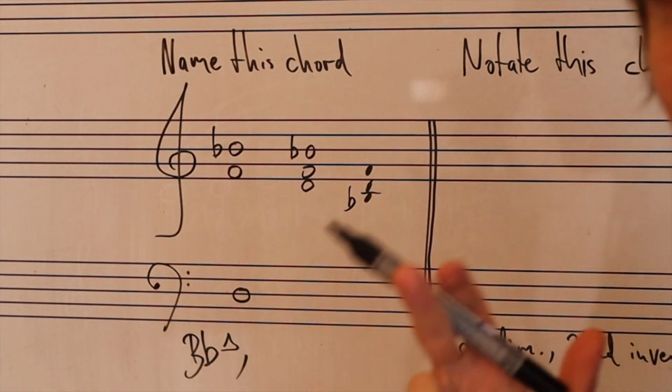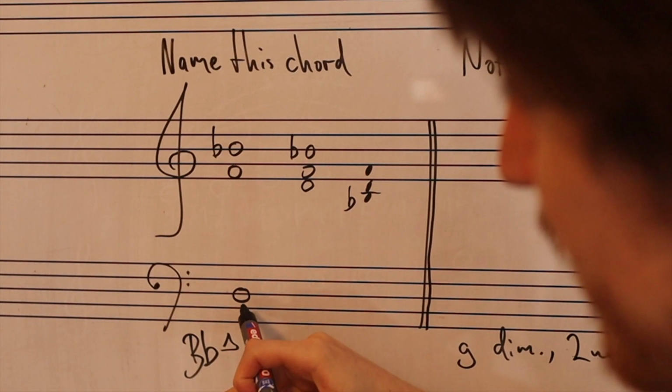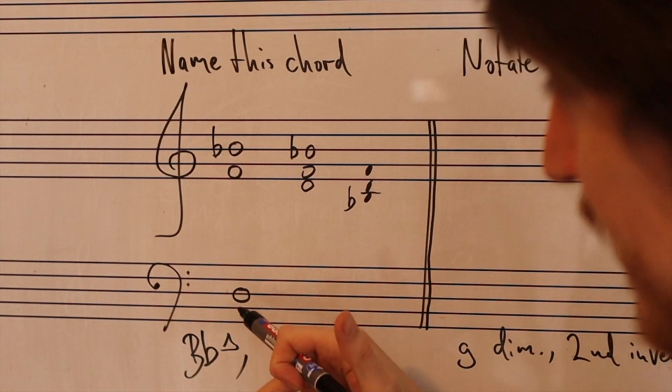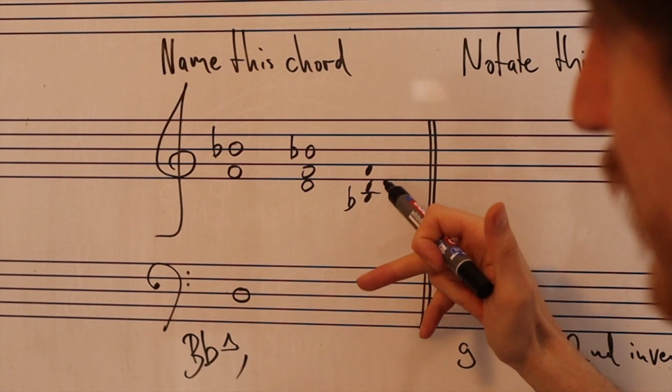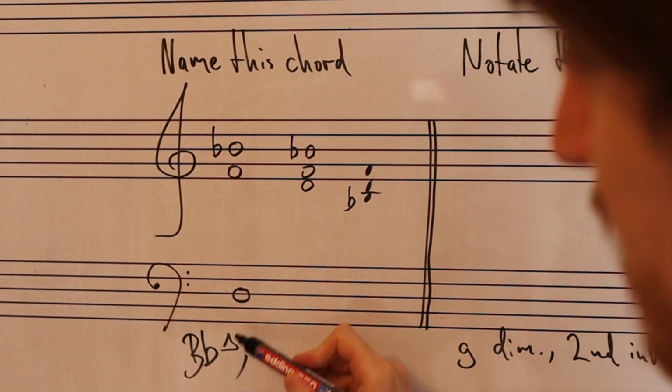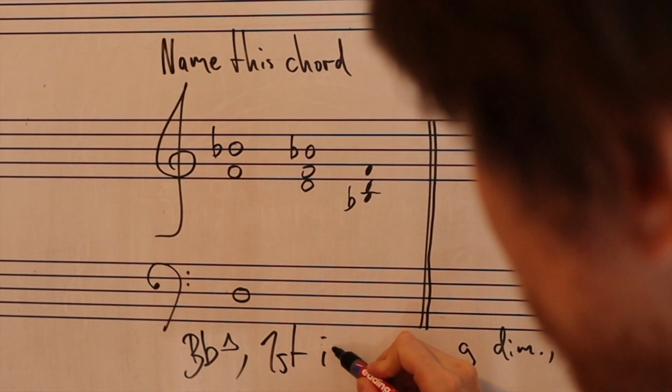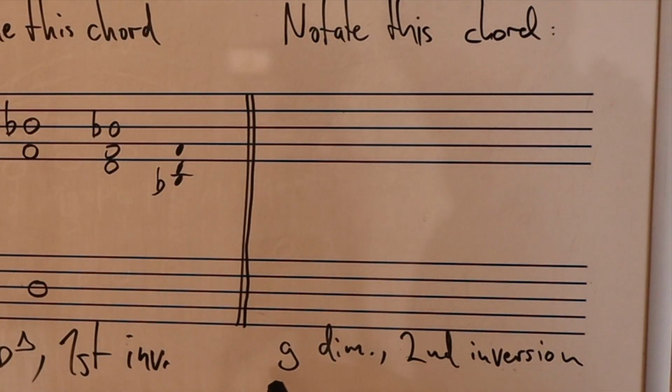Now we need to figure out what the inversion is. What is this chord tone? D is the major third of the B flat chord. So this is B flat major, first inversion. Let's take a look at the next one.